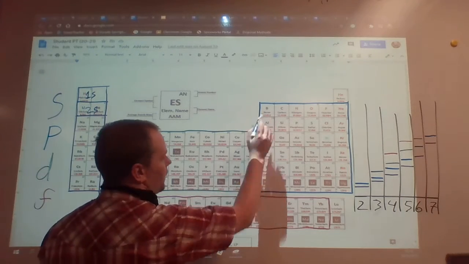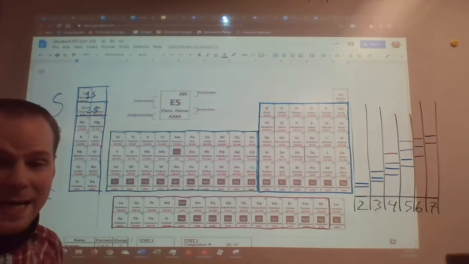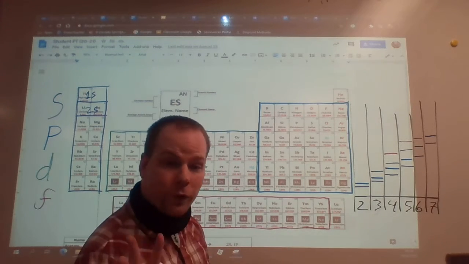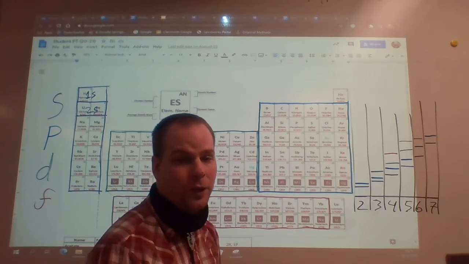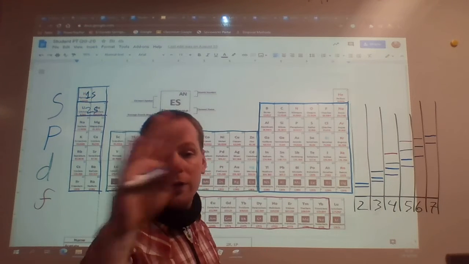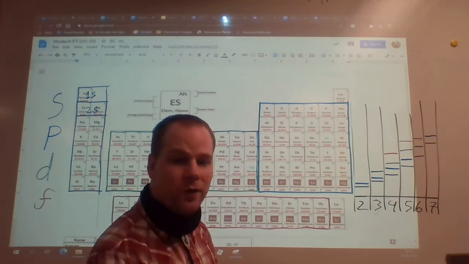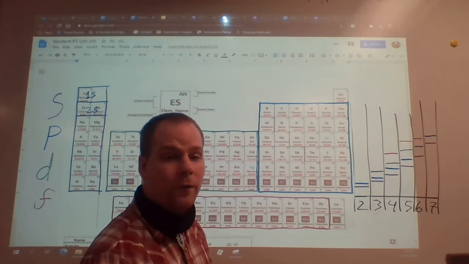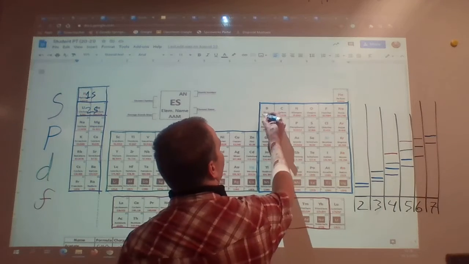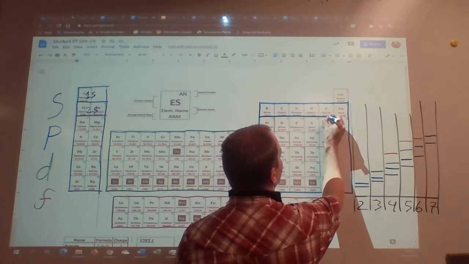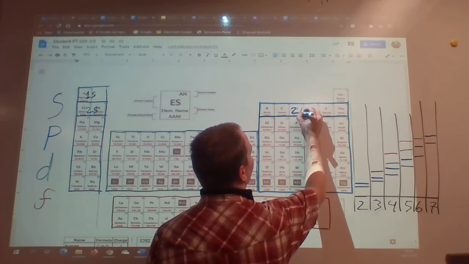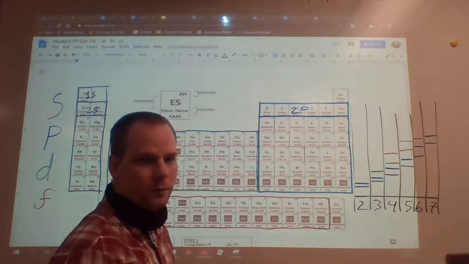Then we come to the 2p subshell. Remember, energy level 2 is the first energy level that has a p subshell. So there is no 1p. It's just straight to 2p. There is no 1 or 2d. It's straight to 3d. And ditto for F, no 1, 2, 3. It starts at 4. So this row represents our 2p subshell.